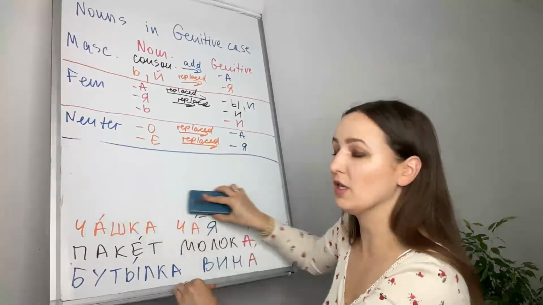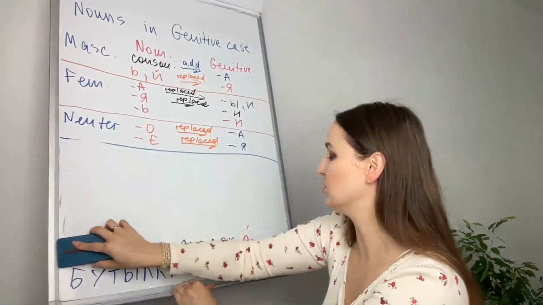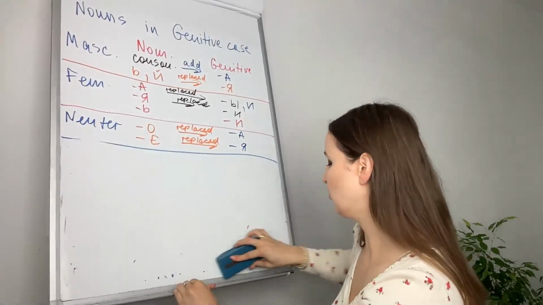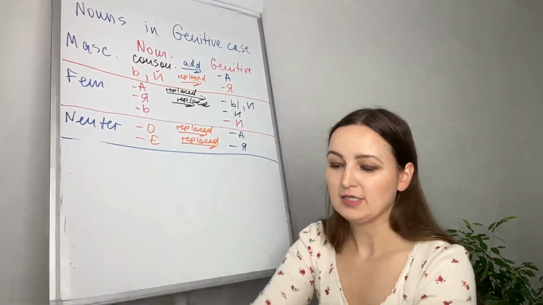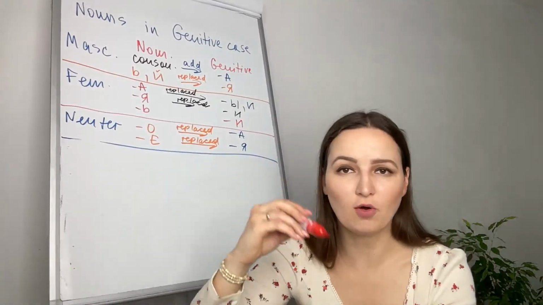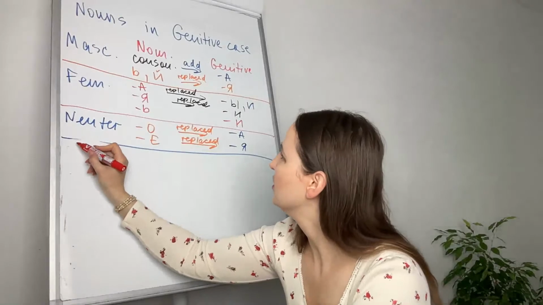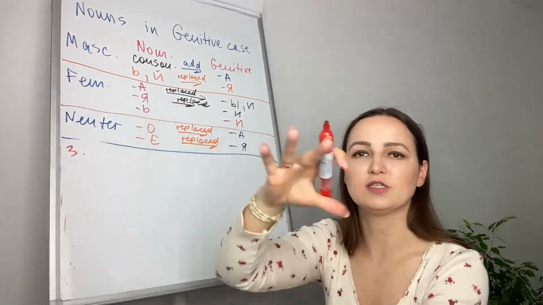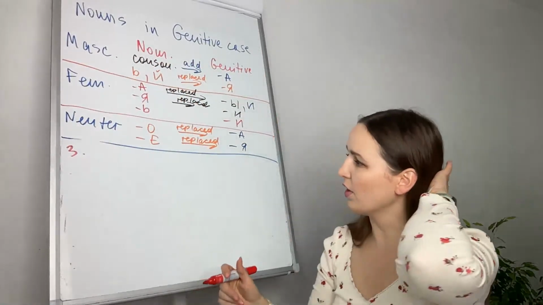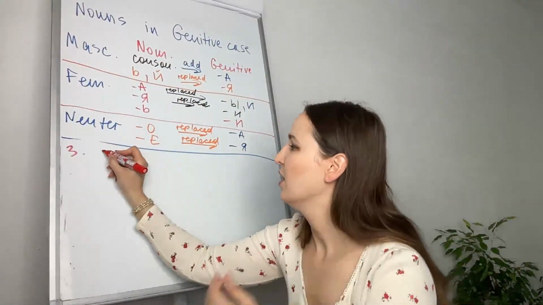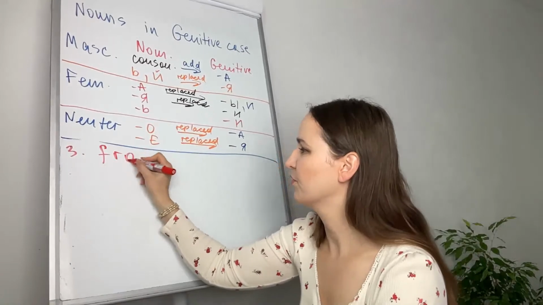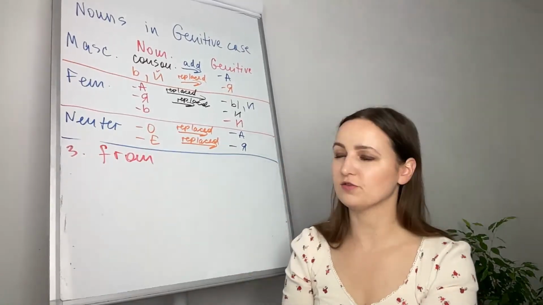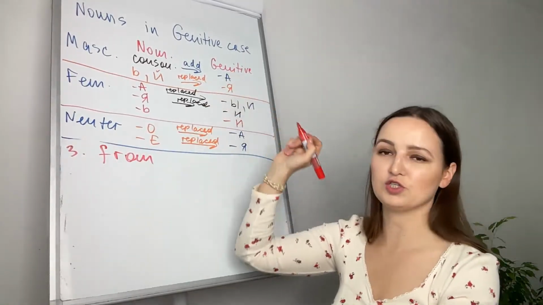I will talk only about 3 situations when we use the genitive case. And the third one is when you say from a certain country. For example, when you say, I am from the country, or this person is from the country, or I came from this country. From. This is the third situation when we will use the genitive case.